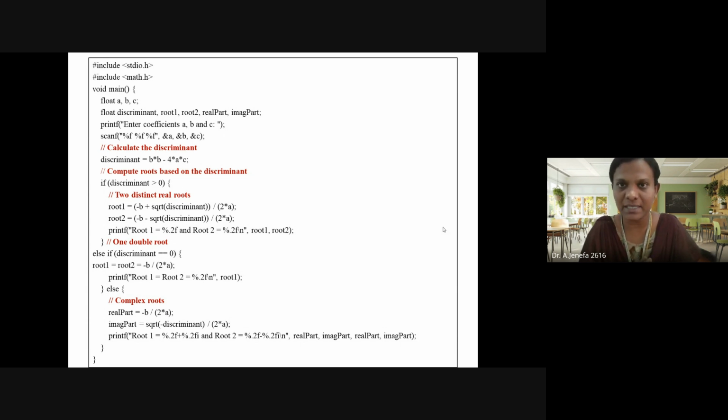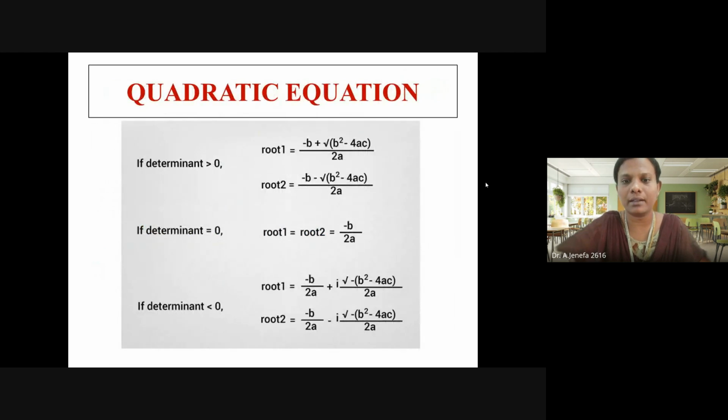Whereas if the discriminant value is less than 0, we have to find the real part and the imaginary part. So how do we calculate the real part? The real part is minus b by 2a. The imaginary part is plus i root of minus b square minus 4ac by 2a. For calculating root 1 it is plus, and for calculating root 2 it is minus. That's the only difference. So these are all the conditions we have to check to find the roots of the quadratic equation: what if the discriminant value is greater than 0, equal to 0, and less than 0?